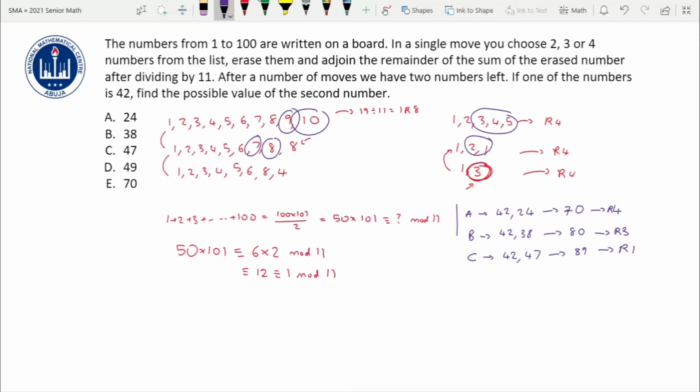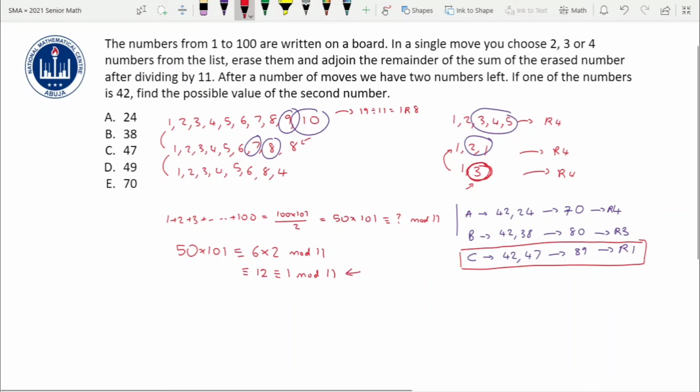So C is the answer, but I'll just go ahead and show why the other answers don't work. C is the answer since if you have 42 and 47 left, when you add 42 and 47 and divide by 11, the remainder will be 1, which is the same as what we had initially.